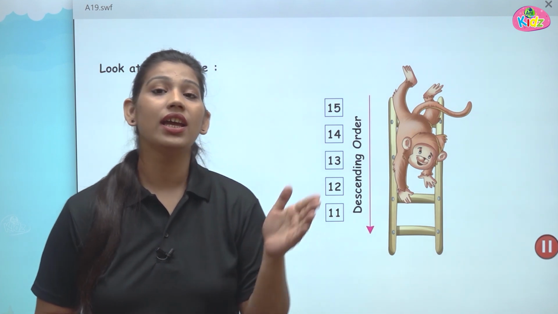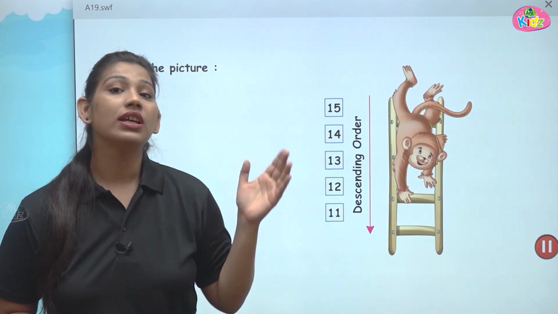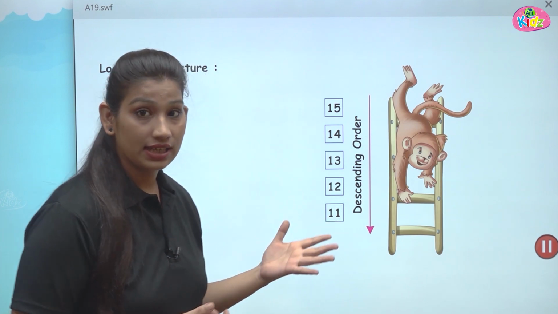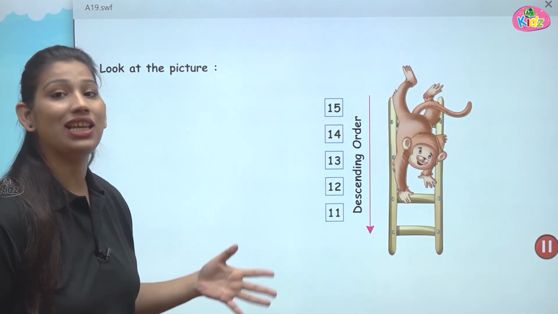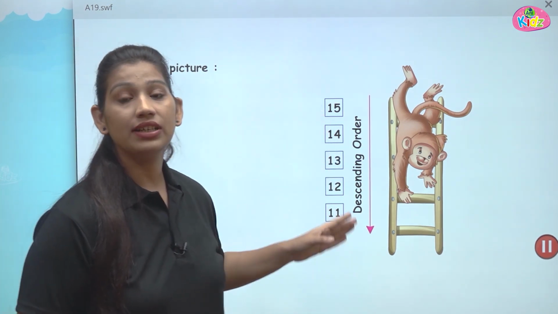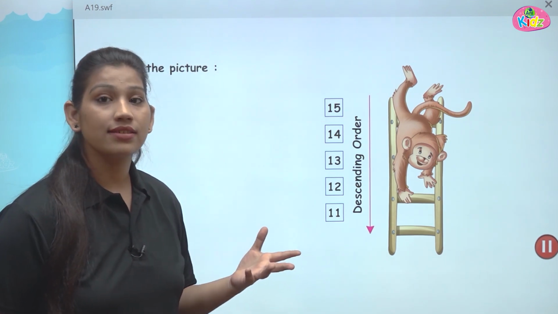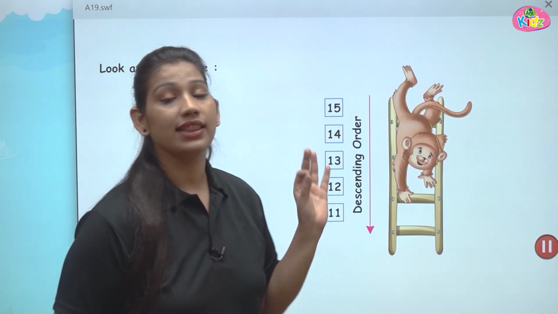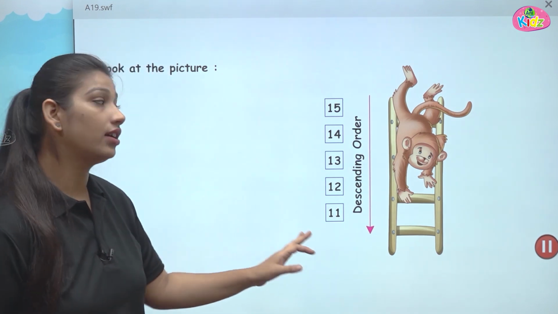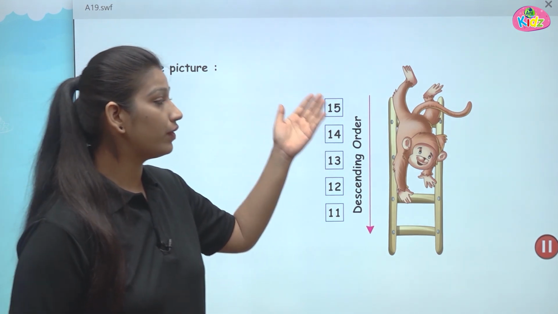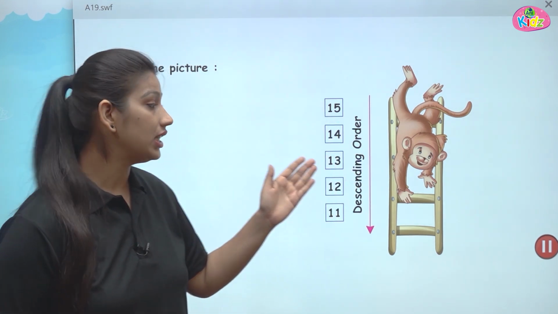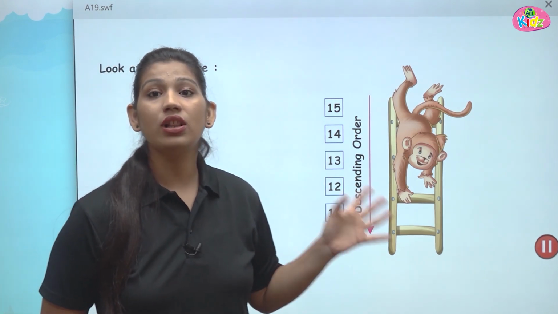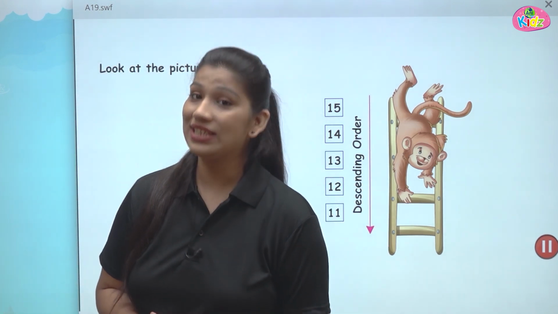Decrease मतलब होता है कम होते जाना. So in decreasing order, in descending order, we can easily understand that the number gets small. The biggest number we will write first and the smallest number we will write at the bottom. Here you can see 15, 14, 13, 12, 11. All these numbers are in decreasing orders.